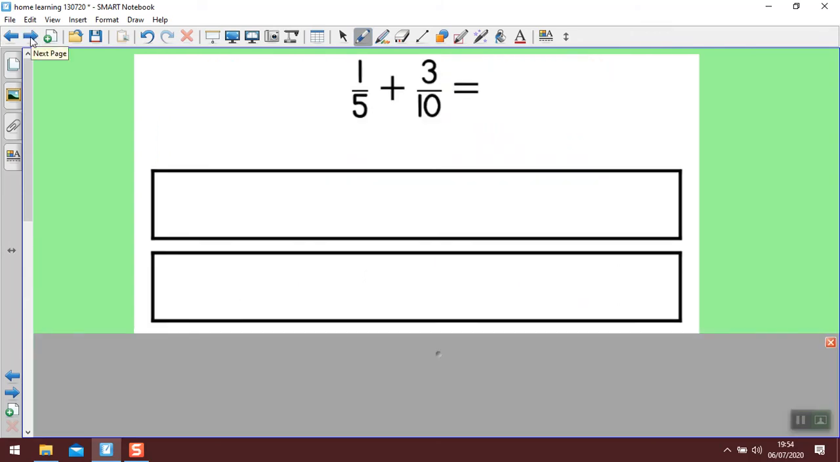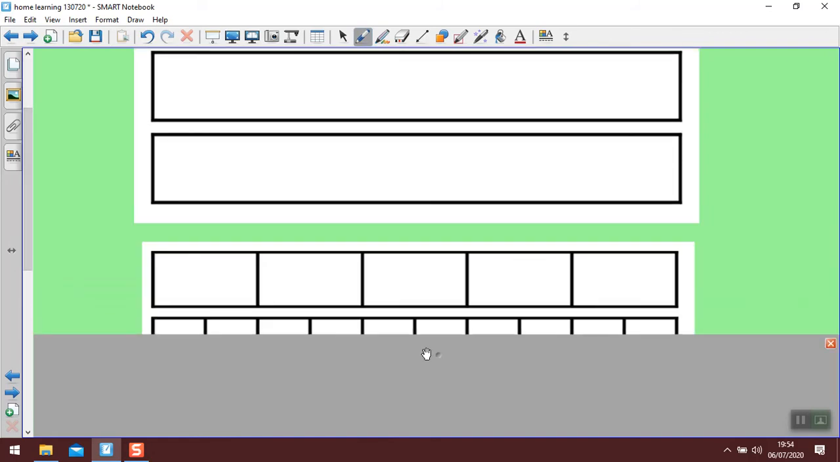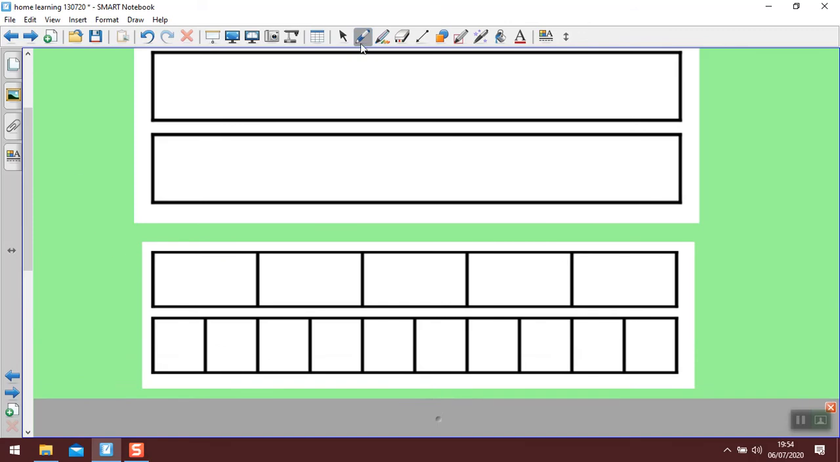Let's have a look at it as a bar model, because bar models are really helpful when we are working with fractions. So 1/5 plus 3/10. This one is going to be 1/5, and this one is going to be 3/10. So what have I got to do first? Well, with the first one, I have to split it into 5 equal pieces, and with the second one, I need to split it into 10 equal pieces. And now it's much, much easier. So 1/5 is 1 out of these 5 pieces, and 3/10 equals 3 out of these 10 equal pieces.